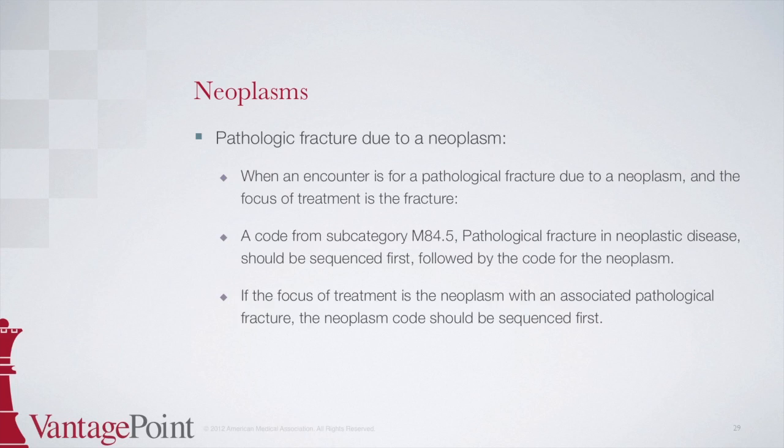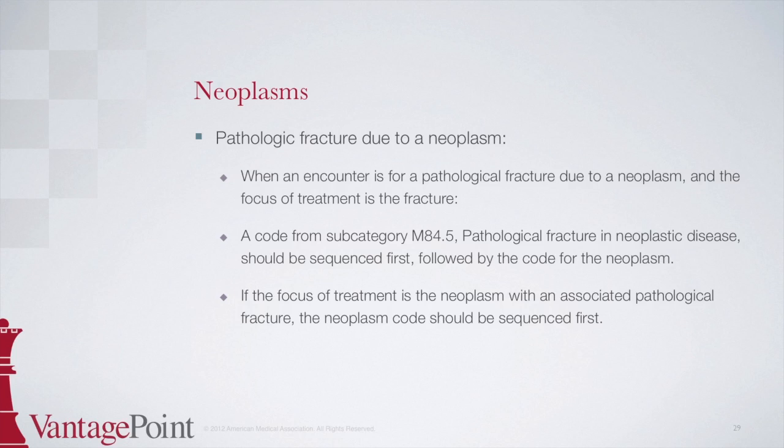If the patient develops a fracture due to neoplastic disease, which would be a type of pathologic fracture, and the focus of treatment is the fracture, you're going to code the fracture first. Subcategory M84.5 is for pathologic fracture in neoplastic disease with specific codes for the anatomic location of the fracture. These codes also require a 7th character for type of fracture and current episode of care. I will talk more about these fractures in the musculoskeletal system webinar. After coding the fracture, when treatment is for the fracture, you're going to code for the neoplasm.